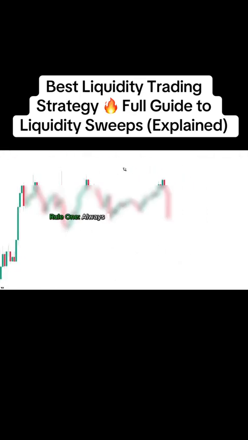Rule 1. Always wait for the candle to close. Most traders lose because they jump into a breakout too early. They see price break a level and quickly enter without waiting for the candle to close. If you wait until the candle closes, you'll often see that what looked like a breakout was actually fake. The candle comes back inside the level before closing.